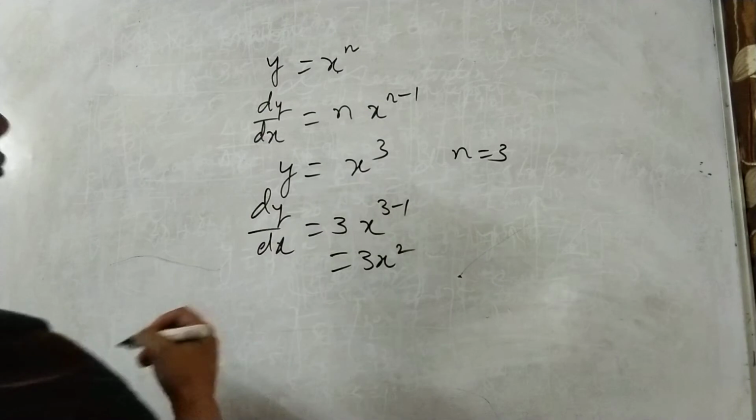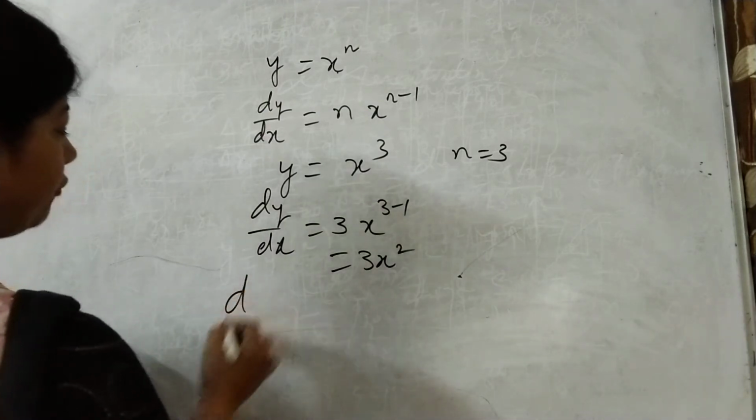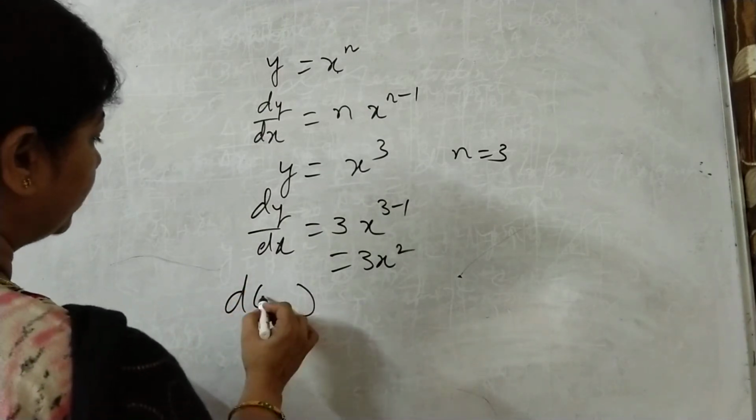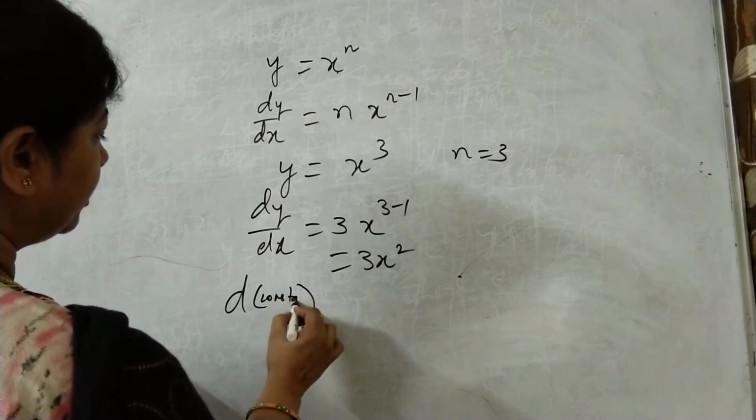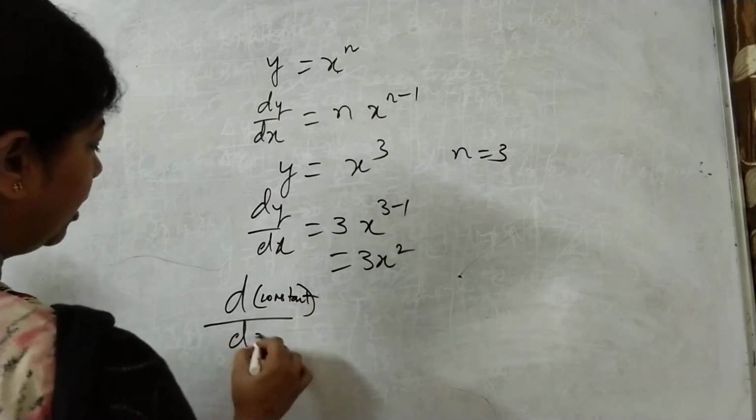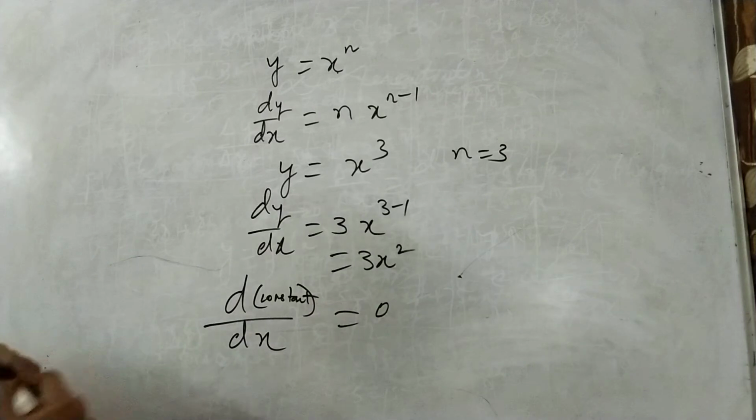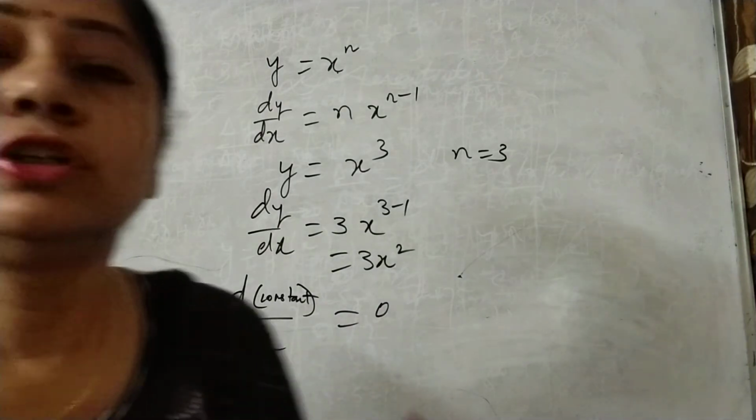And suppose we have the differentiation of a constant term. Suppose there is a constant term. You differentiate it with anything, you get 0. So the differentiation of a constant term is equal to 0.